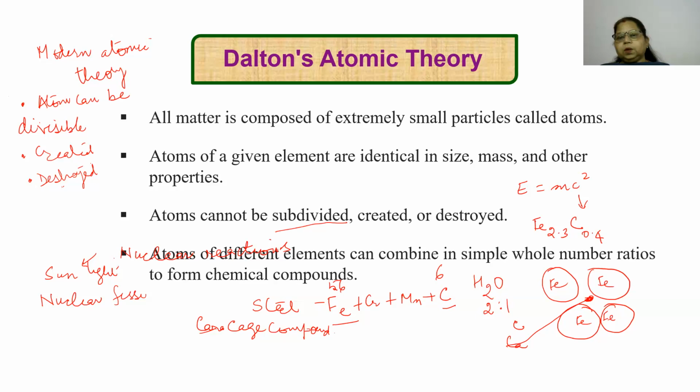Okay. So what we are trying to say is, according to Dalton's atomic theory, atom is not divisible. The modern theory says it is divisible, right? They can be subdivided further. They can be destroyed. They can combine in any ratio. Now coming to the second point, atoms of a given element are identical in size, mass, and other properties. You know the reason why it is incorrect in modern atomic theory. Any idea?